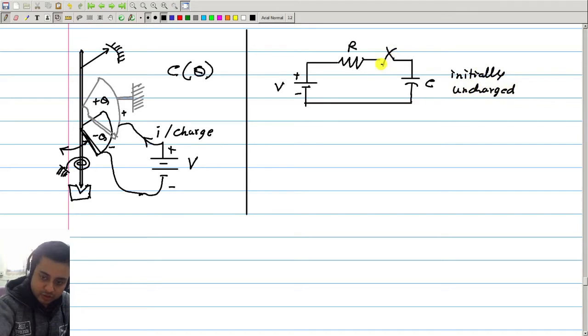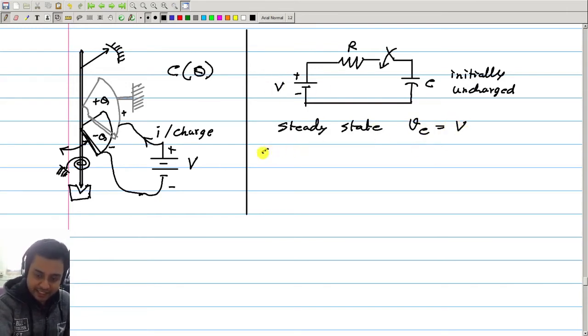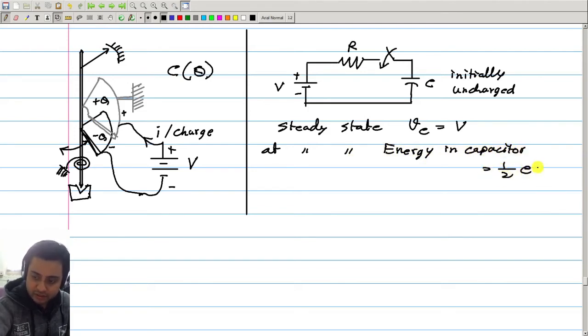Okay, and then if you connect this, then what happens? Current will flow, and this capacitor will get charged. Now at the final steady state, capacitor voltage Vc will be equal to this battery voltage V. Then at steady state, energy in the capacitor will be equal to half C Vc square, which is equal to half C V square.